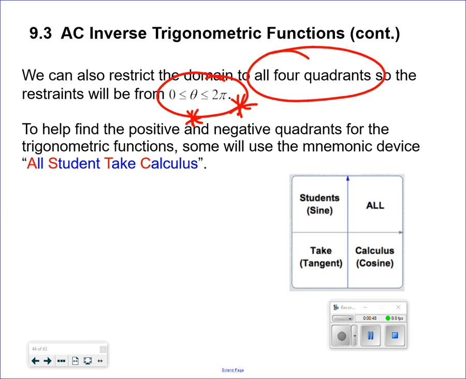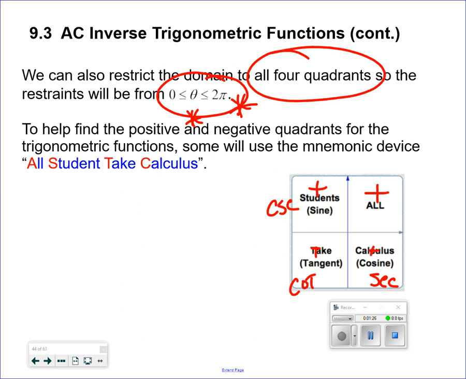There is a mnemonic device that you would use to try to memorize what you would do. All of them are positive in the first quadrant. So if I give you a positive ratio, sine, cosine, tangent, cosecant, secant, and cotangent are all positive in the first quadrant. Now let's talk about where the other ones are positive. Sine, and therefore cosecant, is positive in the second quadrant. Tangent and cotangent are the only ones that are positive in the third quadrant, and cosine and therefore secant is positive in the fourth quadrant.